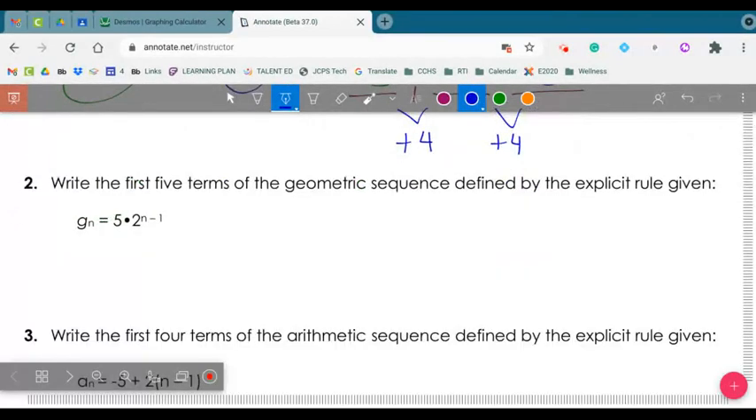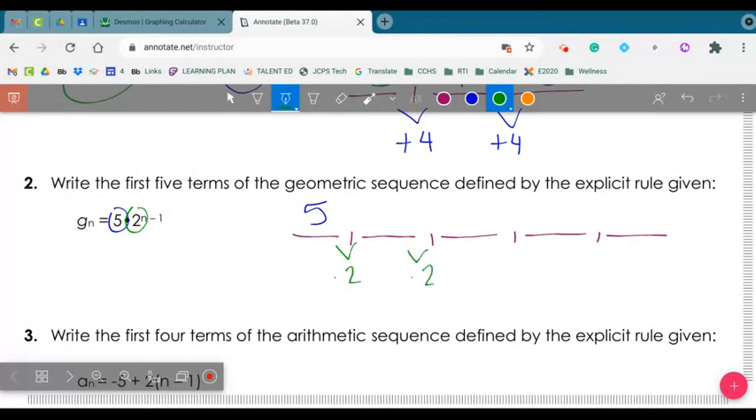The next one says write the first 5 terms of the geometric sequence defined by the explicit rule. So I need my first 5 terms, so I'm going to write 5 parentheses. Okay, if you remember, the first number is always our first term. Then we're multiplying by 2 each time. So we have 10. 10 times 2 is 20. 20 times 2 is 40. And 40 times 2 is 80. Those are our first 5 terms.